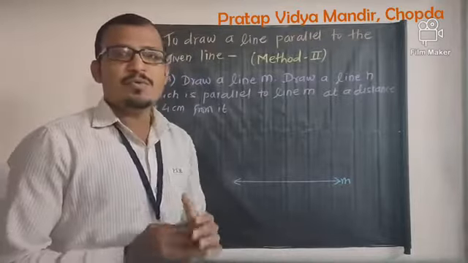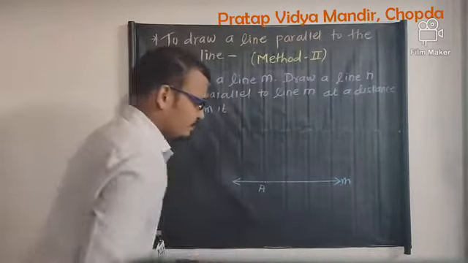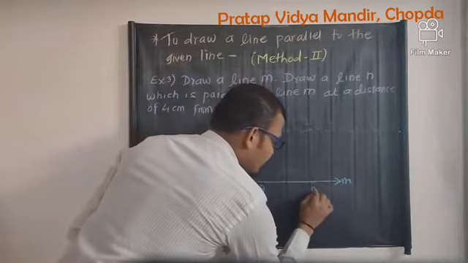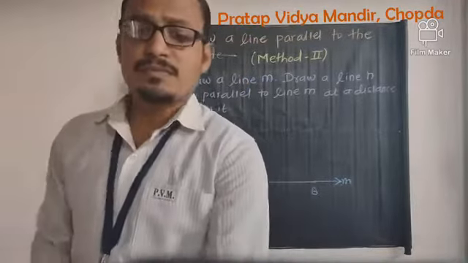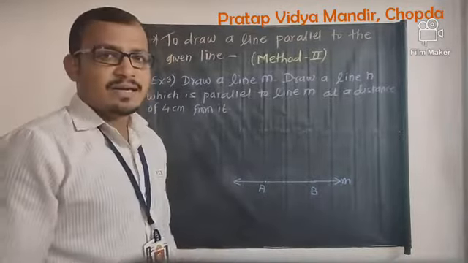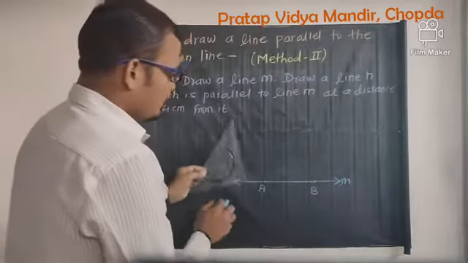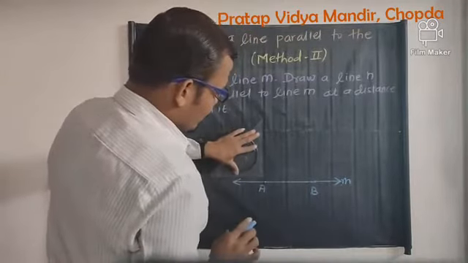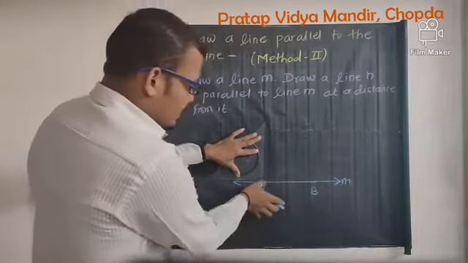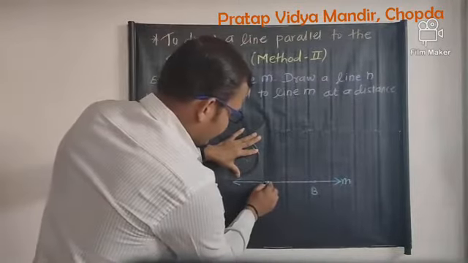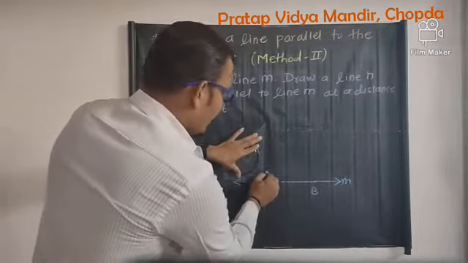Now take any 2 points on the line M. Suppose we take a point A here, and we take another point here and let that point be B. Now we have to draw perpendicular lines to the line M through point A and point B respectively. For that, place the set square in such a way that one edge of the set square is along the line M, and draw a perpendicular line along the second edge of the set square through the point A.